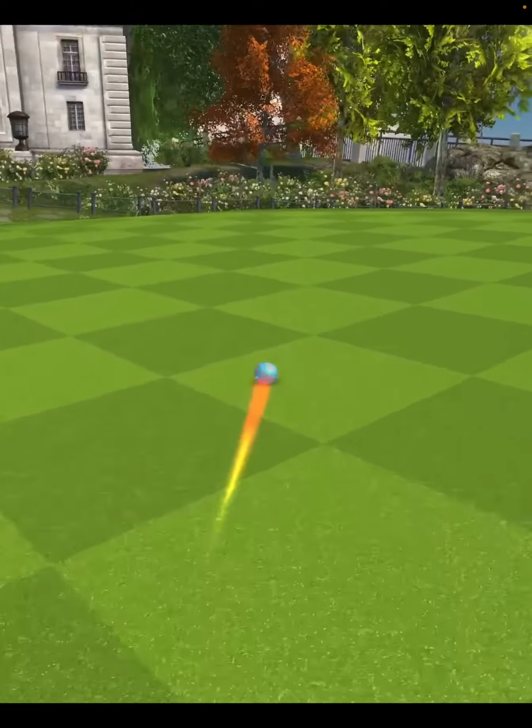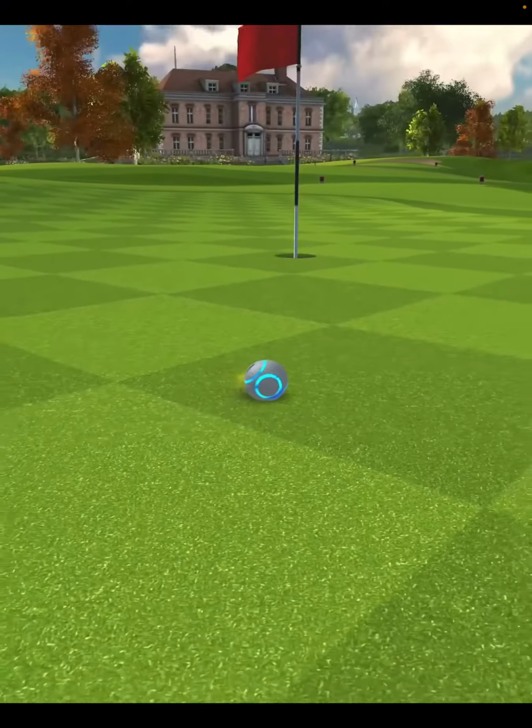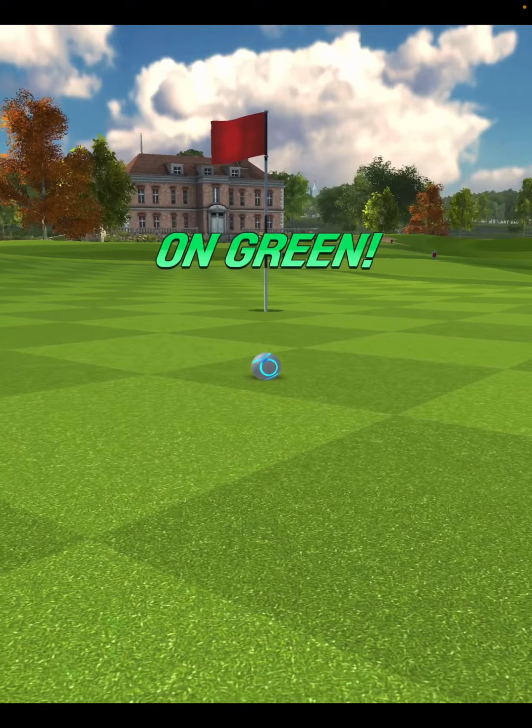Not too far off for an albatross, though. Feel very good about these holes, and I'm excited to play the back 9 tomorrow. So best of luck, everybody.